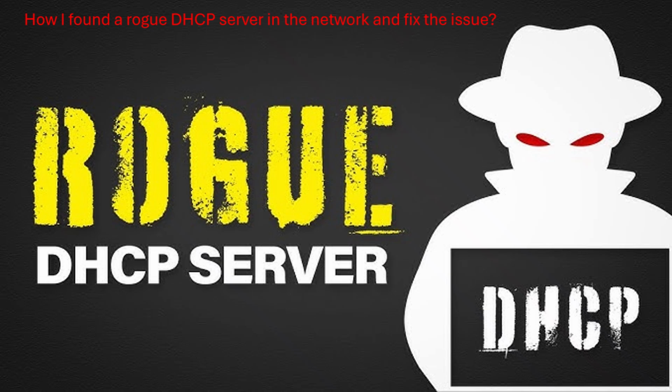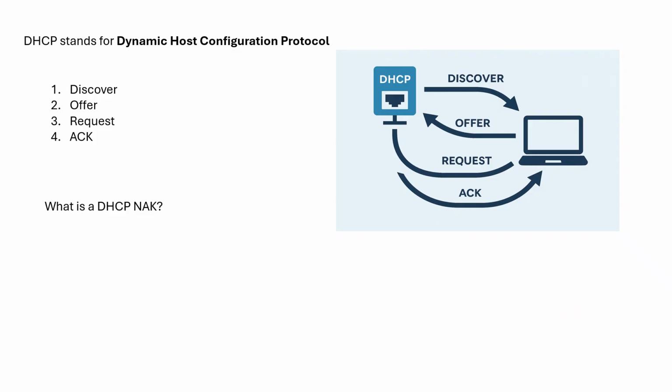Before I jump into the story, let me quickly explain how DHCP works and why a DHCP NAK is such an important clue. DHCP stands for Dynamic Host Configuration Protocol. It automatically gives IP addresses to devices when they join the network. DHCP follows a four-step process called DORA.